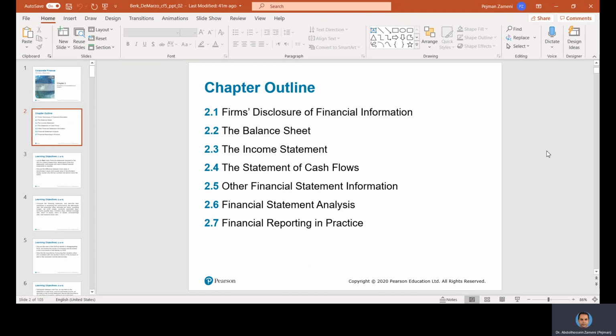Chapter outline: firm's disclosure of financial information, the balance sheet, the income statement, the statement of cash flows, other financial statement information, financial statement analysis, and financial reporting in practice.